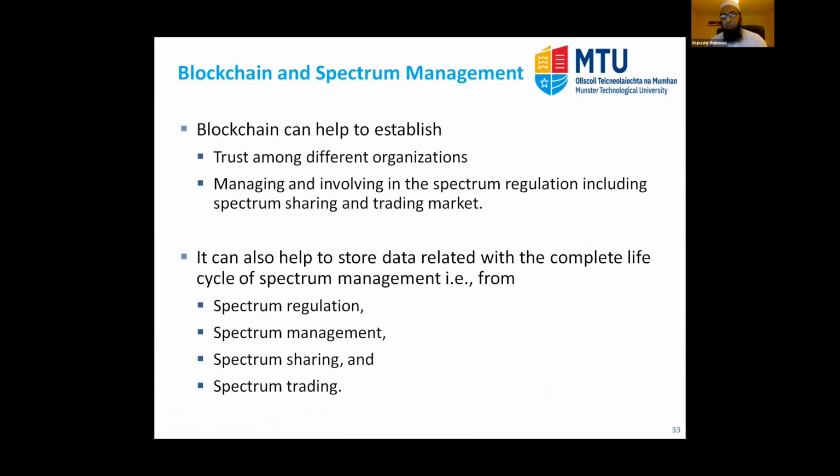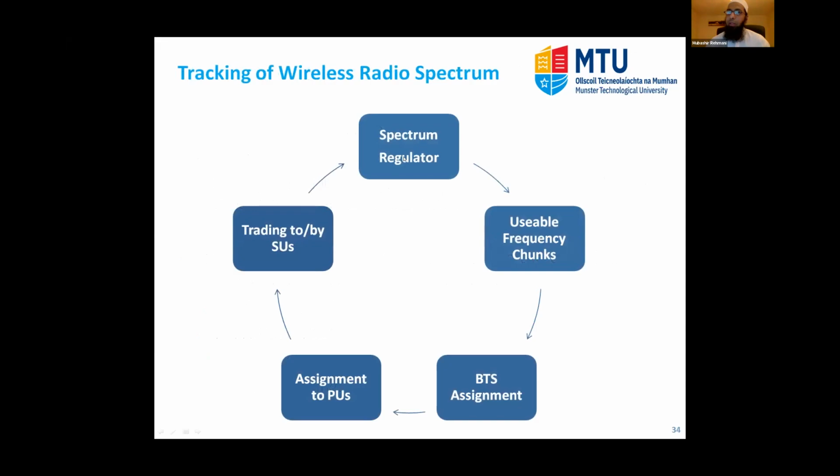As I mentioned, the spectrum is a very precious natural resource, so blockchain can be used for this spectrum management. You can see in this diagram the spectrum regulator, which provides usable frequency chunks. These chunks are assigned to the BTS, and then they can be used by primary nodes, and they can also be traded by the secondary users. So this complete wireless radio spectrum cycle can be managed through blockchain.